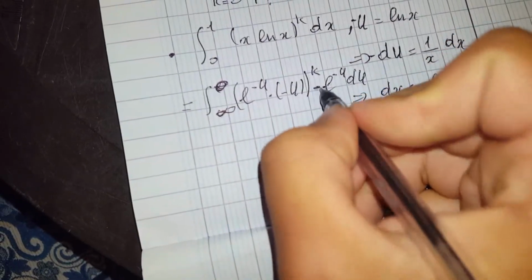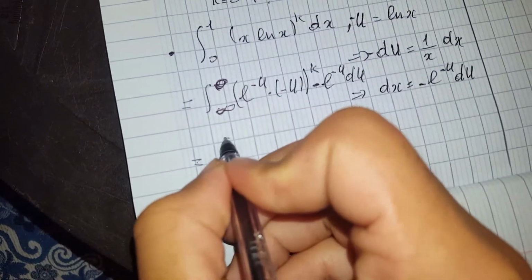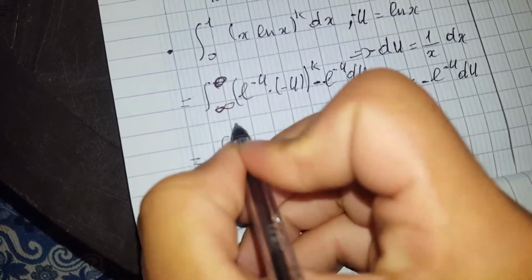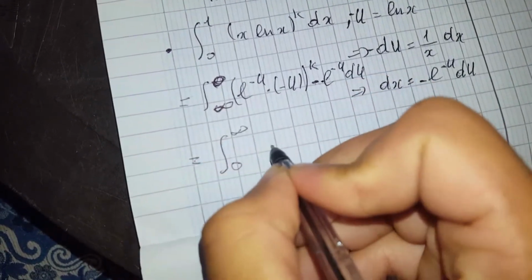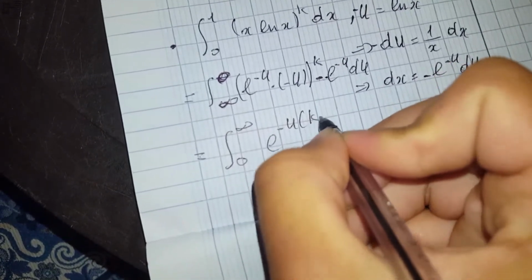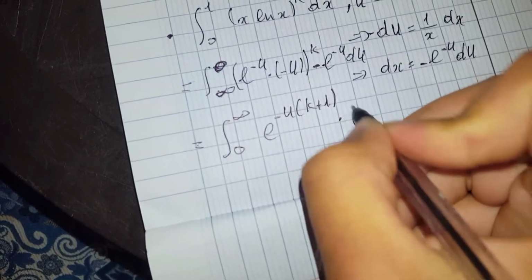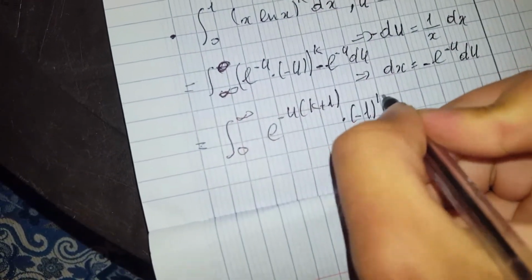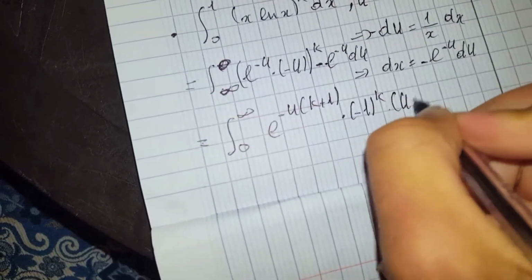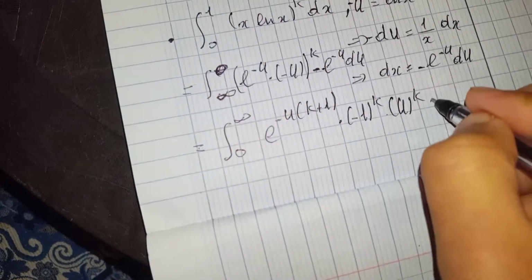We're going to exchange the bounds of the integral. It's going to give us the integral from 0 to infinity of the same thing, the integral of (minus u) to the k plus 1. So that's very obvious. Minus 1 to the k multiplied by u to the k du.